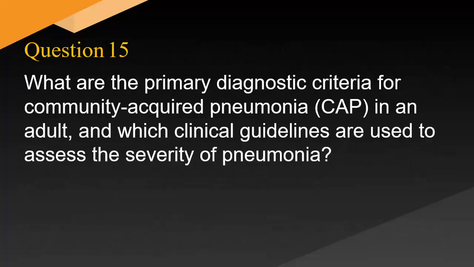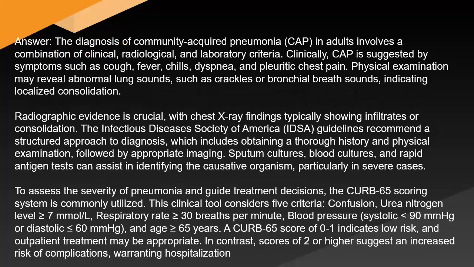What are the primary diagnostic criteria for community-acquired pneumonia (CAP) in an adult, and which clinical guidelines are used to assess the severity of pneumonia? Answer: the diagnosis of community-acquired pneumonia (CAP) in adults involves a combination of clinical, radiological, and laboratory criteria.